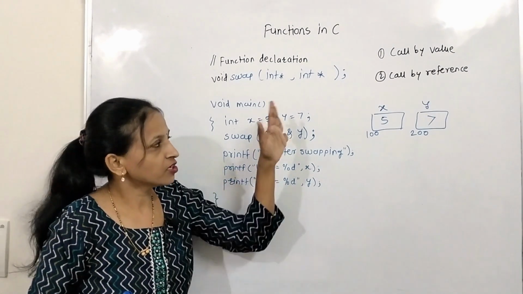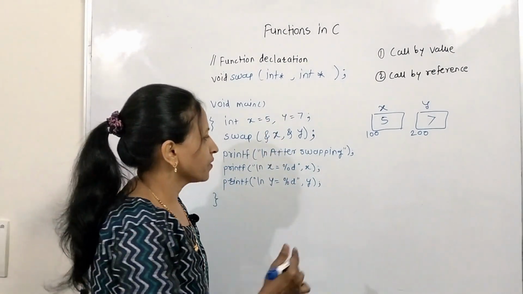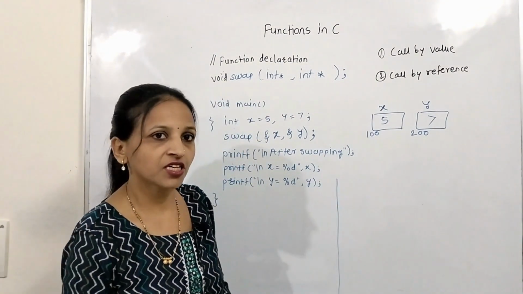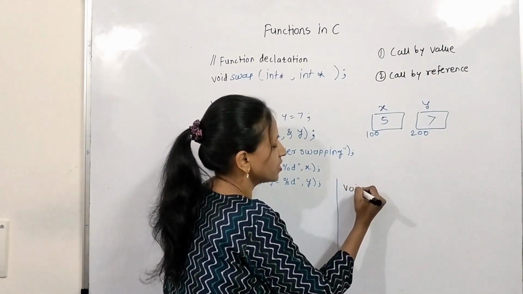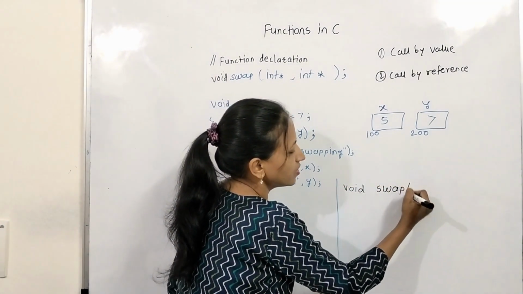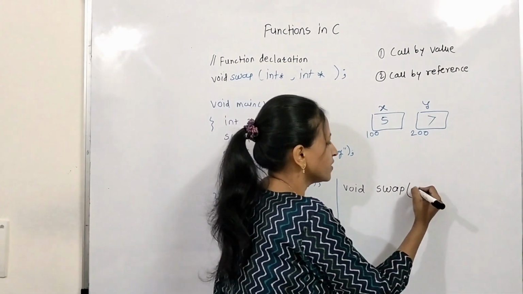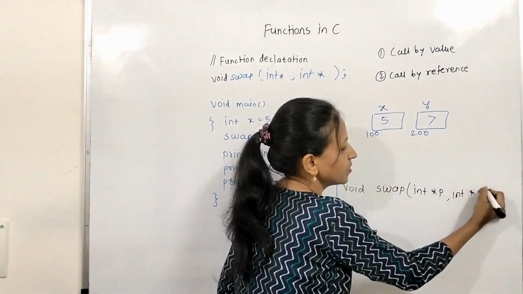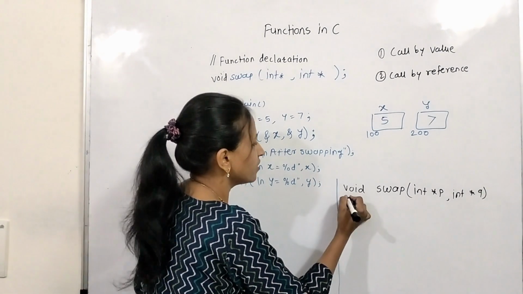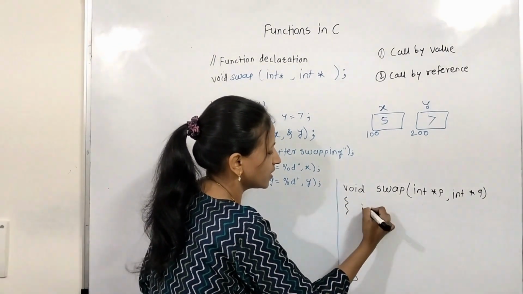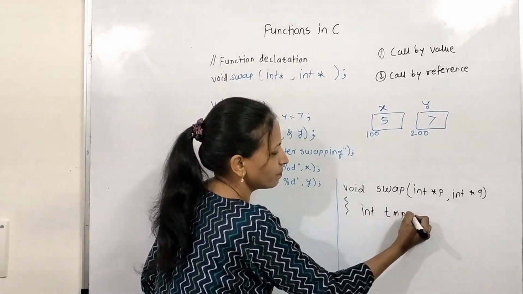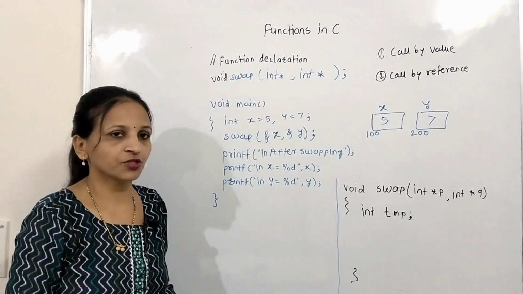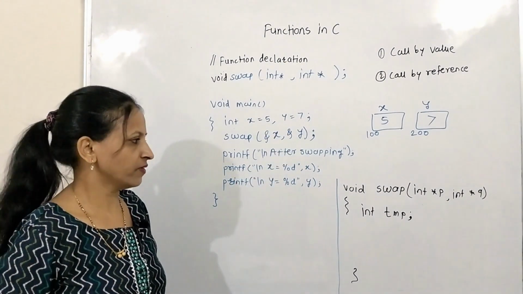Now how to write the function definition for this? We will write like this: function definition. Return type is void, function name is swap, and here two pointer variables we will take. First one is int star p, and second one is int star q. Now one more temporary variable we have to take, it is compulsory, that is our normal variable, because temp is of no use after this function execution. Temp we are not using anywhere else.